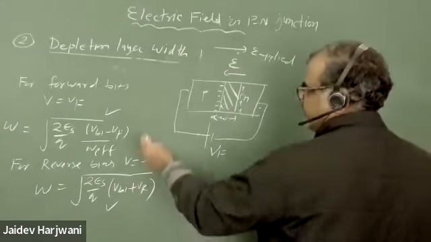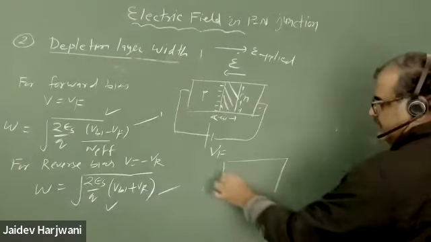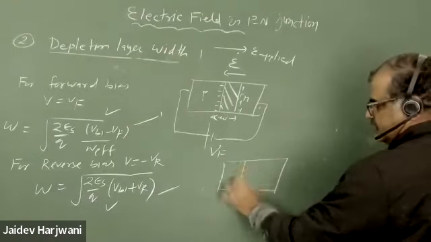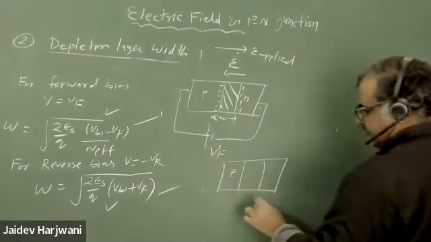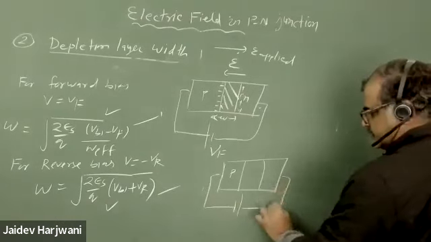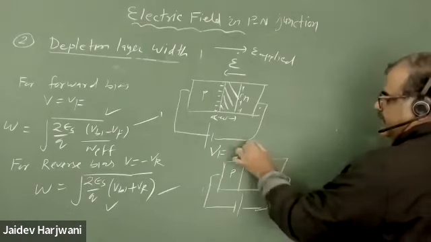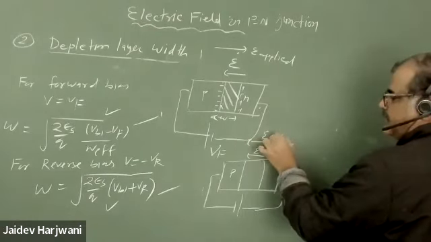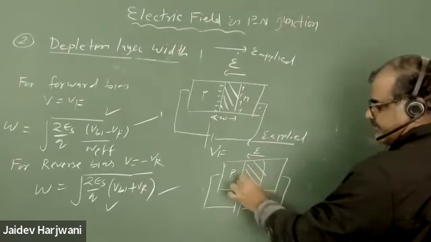So this is the formula when you have a forward bias, and this is the formula when you have reverse bias, okay. So the width will increase when reverse bias. In reverse bias, you are applying minus here and plus here. So both the inbuilt electric field and the applied electric field are in the same direction, okay. So the width will increase.